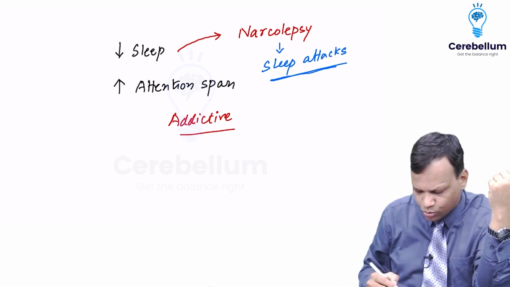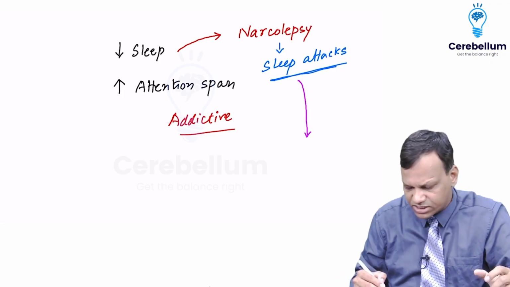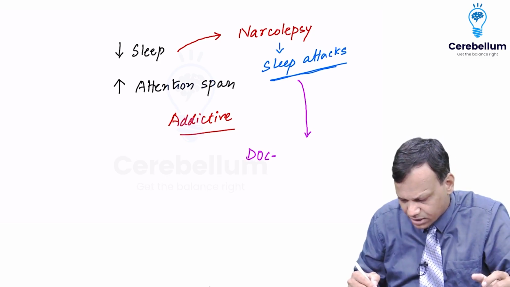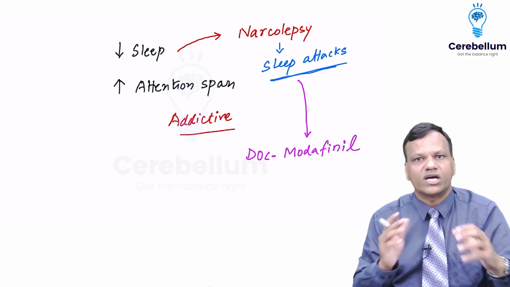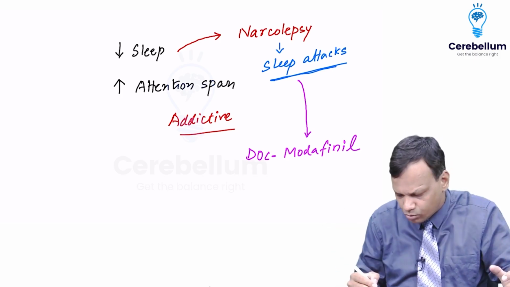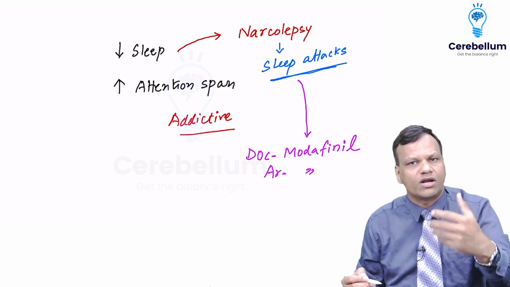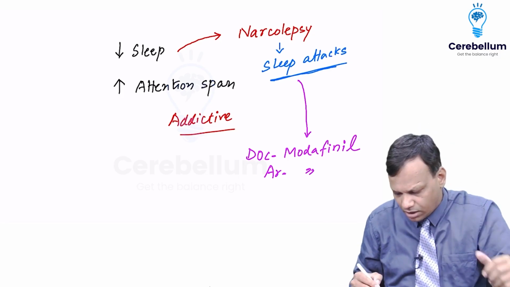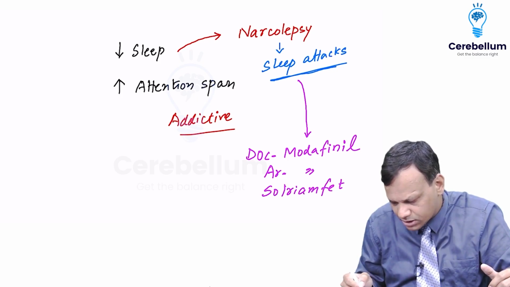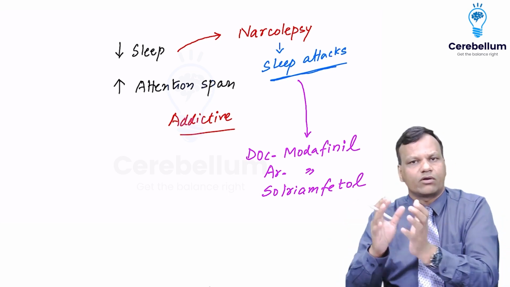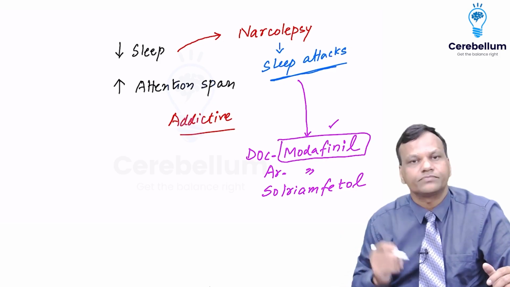So amphetamines are used in the treatment of narcolepsy, and one of the amphetamine-like drugs, which is the drug of choice for narcolepsy, is modafinil. Modafinil is the drug of choice for narcolepsy. Another new drug similar to modafinil, now formed, is R-modafinil. It is the R isomer of modafinil. Another drug is solriamfetol. So all these drugs are approved in narcolepsy. Remember, the drug of choice is modafinil.